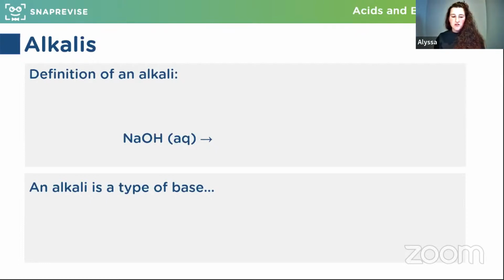Similar to our definition of an acid. So an acid was a species that produces H+ ions in aqueous solution. So any ideas what the alkali bit means? What are we producing in solution for an alkali?